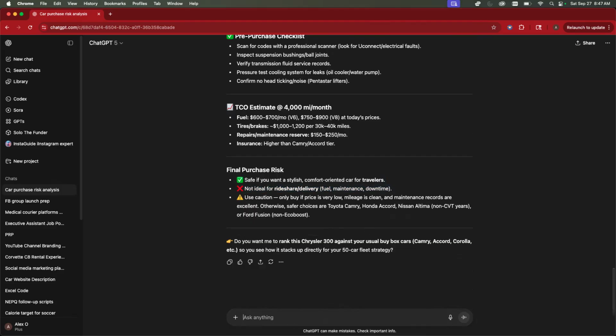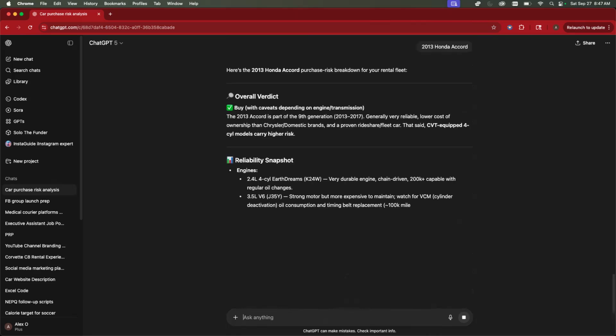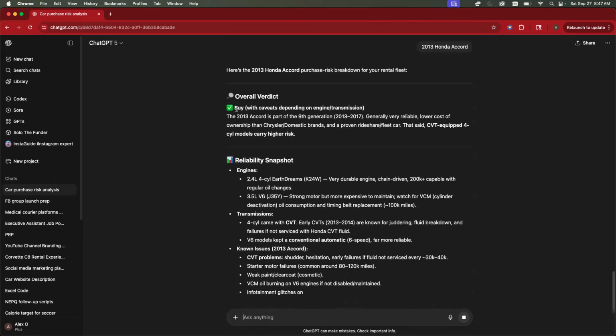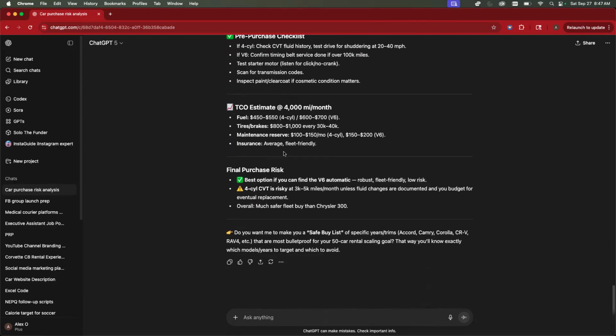All right. So let's say we're buying a 2013 Honda Accord. Let's see what it says about that. It gives us the buy, has the overall verdict. Very low risk, very reliable, lower cost of maintenance, proven rideshare slash fleet vehicle. And then it gives us a caveat with the CVT being a higher risk. All right. So as you can see here, this is a great tool that you can use.